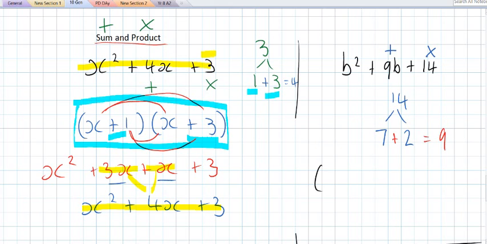Yep, so now we write out two lots of brackets, then B on each side. One B on each side. And then we're going to write plus 7 and plus 2. If we expand it, which we won't because we already know what's going to happen, we'd come back to where we started. So that is called factorised.